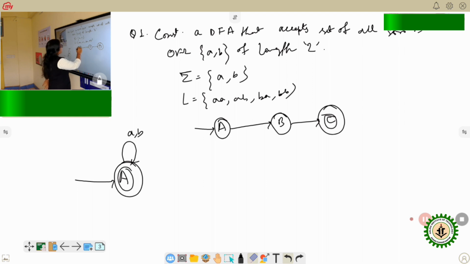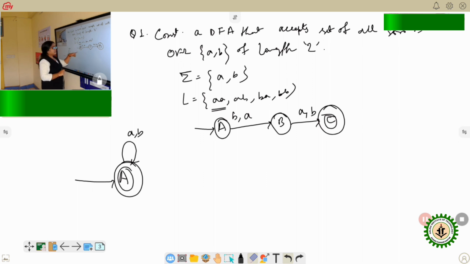Now first of all, we have to draw the skeleton for the smallest string, aa. From A, by giving input a, I can go to state B, and by giving input a, I can go to state C. aa is accepted. Now ab and ba, I can write here b, and I can write here b. So all the strings which are present in this language will be accepted by this final state.